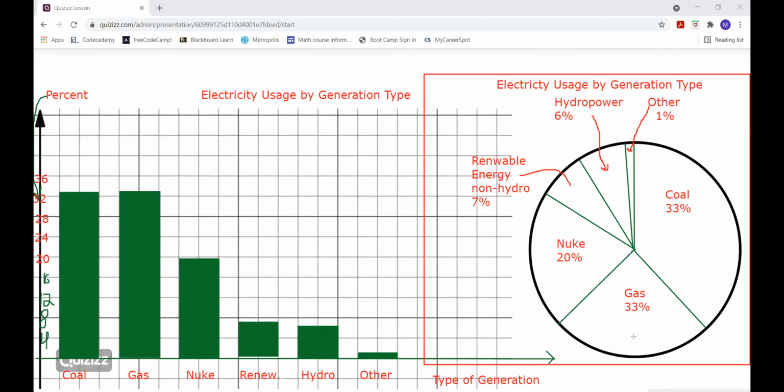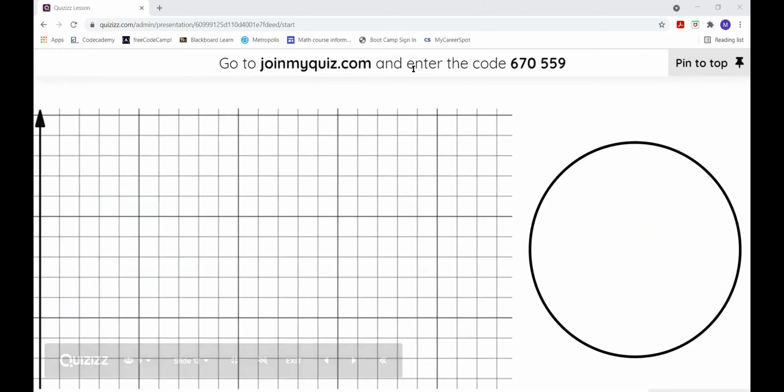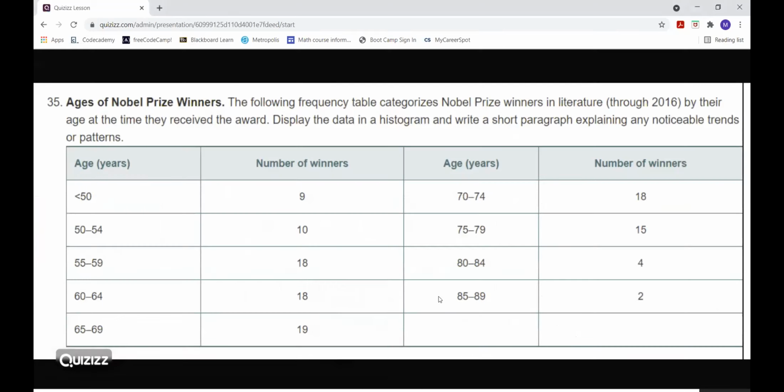Does that make sense? Yes. Yeah, you can see the whole pie, right? The whole pie being electricity. All right, so we got one more, I believe. Okay.